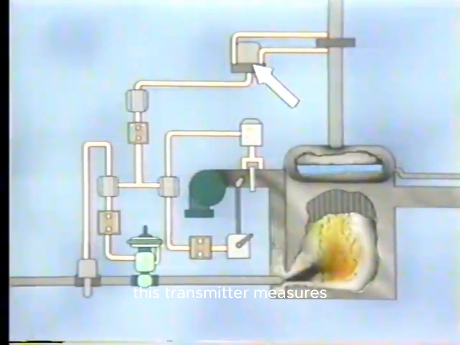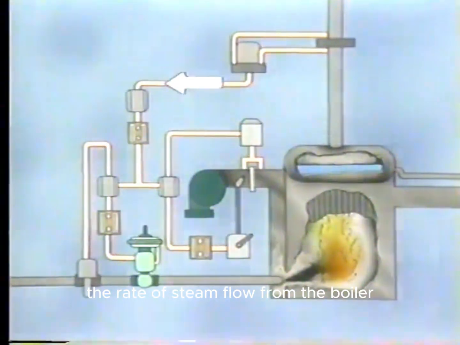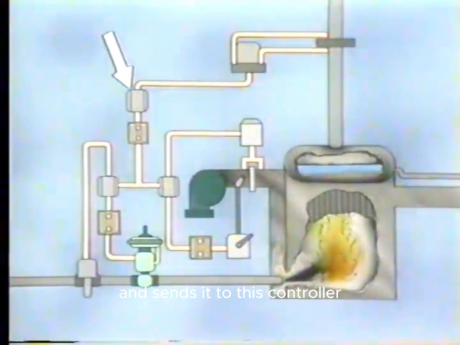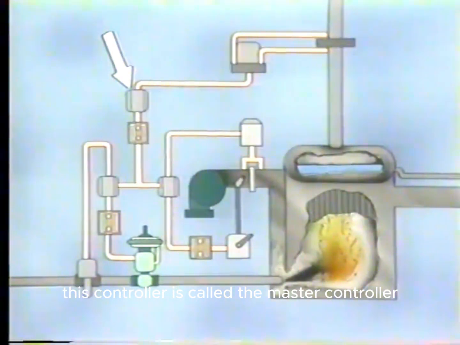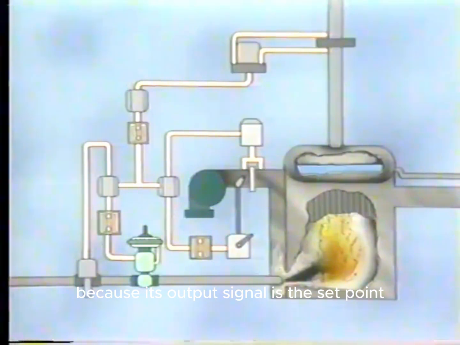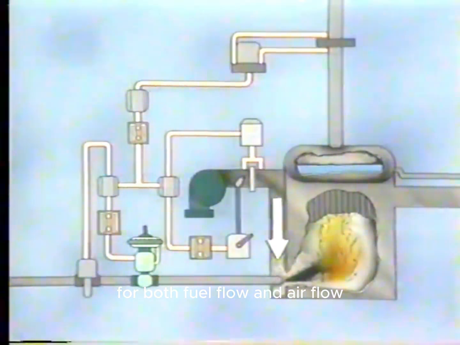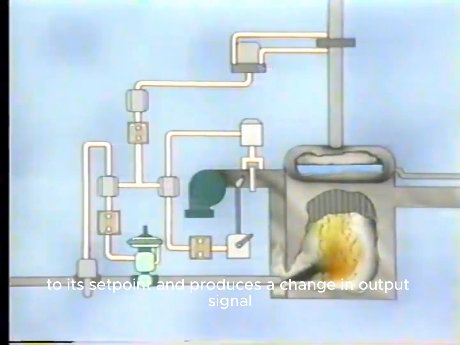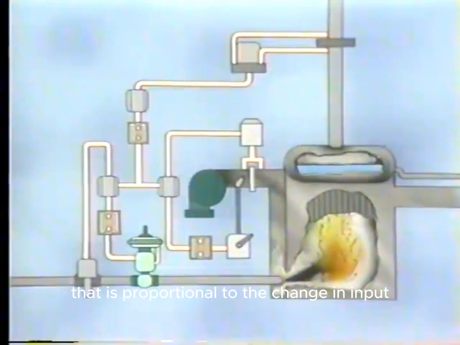This transmitter measures the rate of steam flow from the boiler, produces a signal that represents that value, and sends it to this controller. For the boiler used in our example, this controller is called the master controller because its output signal is the set point for both fuel flow and air flow. The master controller compares the signal from the transmitter to its set point and produces a change in output signal that is proportional to the change in input.